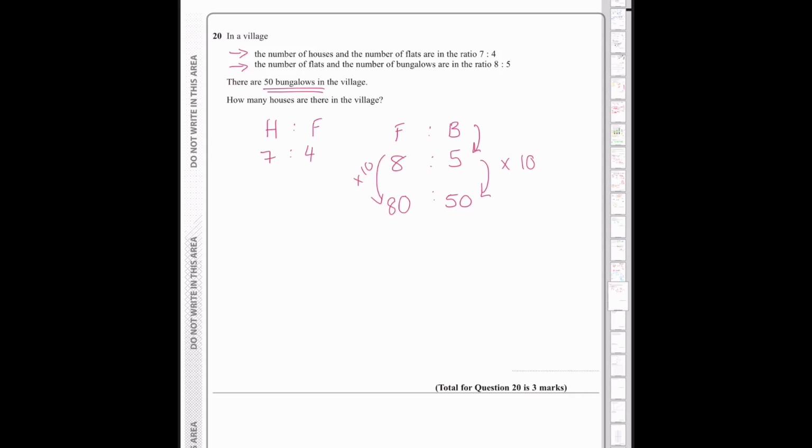Now, if we look at this one here, flats are in the ratio of 7 to 4. But I know that there are 80 flats, so I'm going to write that there. What did I times 4 by to get to 80? Well, 80 divided by 4 is 20, so I must have times by 20. So that means I must times by 20 there. So 2 times 7 is 14, and then add the 0. So 140 houses.